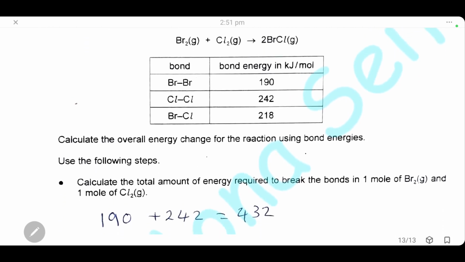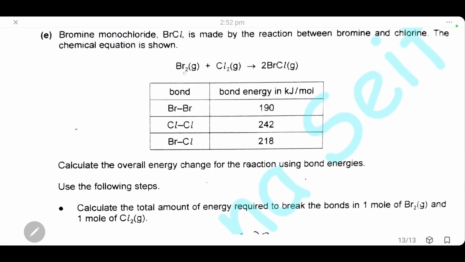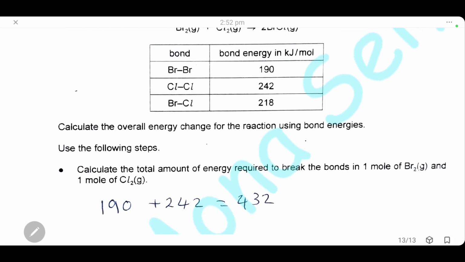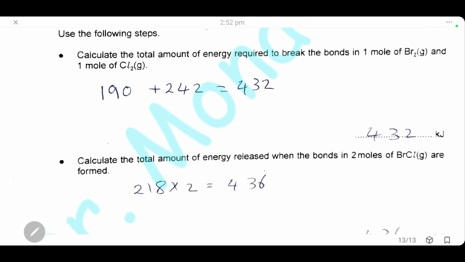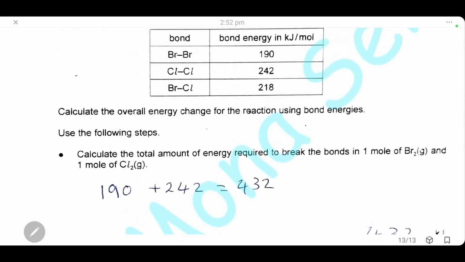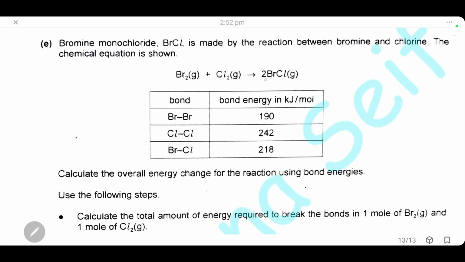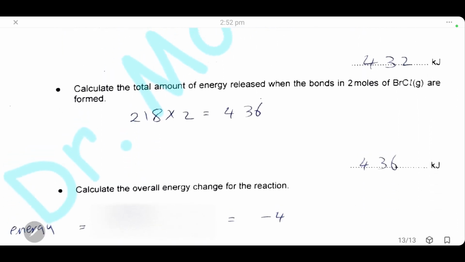So we will first calculate the energy required to break the bonds. So between Br and Br and Cl and Cl, which is 190 plus 242. The total energy needed to break the bonds is 432 kilojoules. Then the amount of energy released when the bonds are formed. Here we have two bonds between Br and Cl, so we will multiply this number by 2. 218 by 2 will be 436.